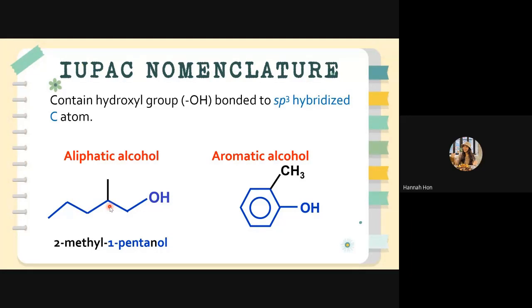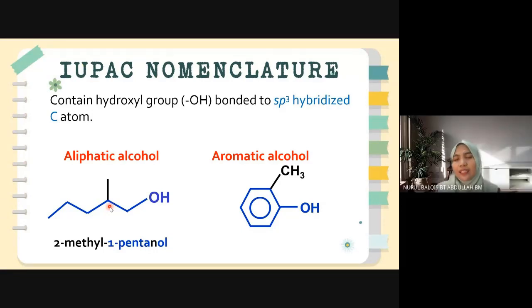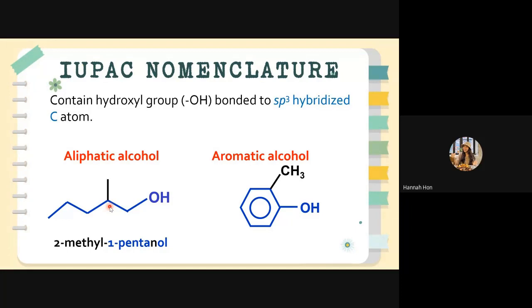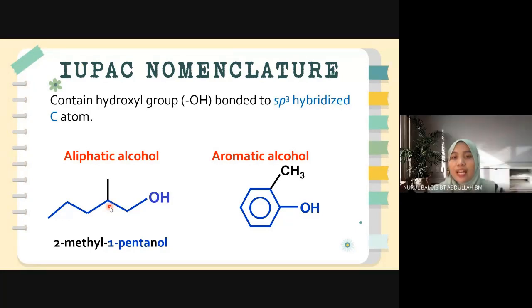Boleh letak like ortho. Sorry? Boleh letak like O or M. Yeah, the O, M, P tu adalah prefix. That prefix belongs to apa? Bilangan or locations? Position. Yeah, position. So now, what kind of combinations do you have for this one? For CH3 dengan OH? 1-2. 1-2. Kalau 1-2 kita akan guna?